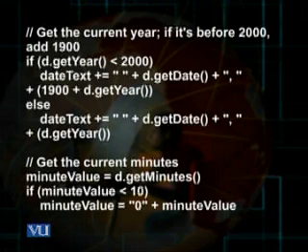In order to get the minutes, again I define a variable, I name it minuteValue, and minuteValue equals d.getMinutes. This means that using this getMinutes function, the system should provide me the minute value, and then that value should be assigned to the variable minuteValue.